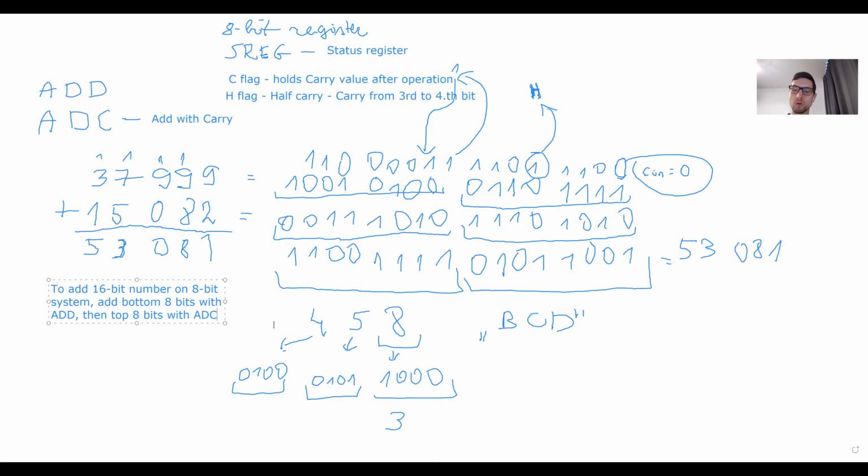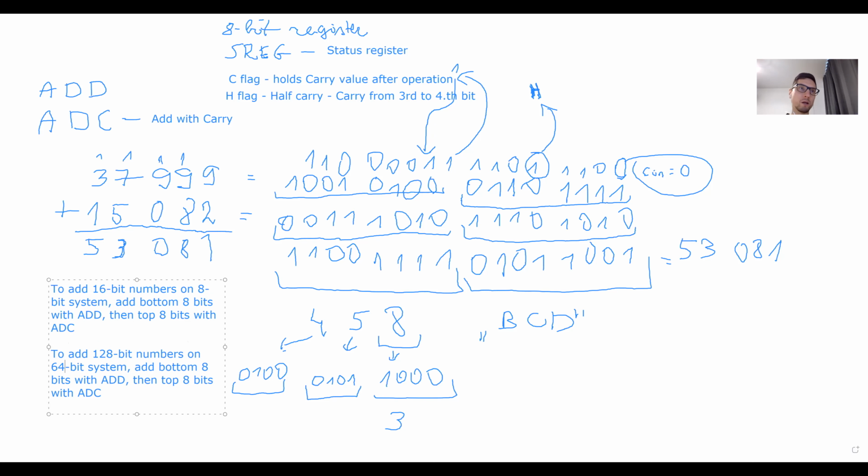And of course, this applies to 32-bit systems and 64-bit systems. Even on 64-bit processors, if you want to add 128-bit numbers, you know, for some scientific things, it's the same. So to add 128-bit numbers on, for example, 64-bit Intel or ARM or Apple M1 chips, it's the same. You will add bottom 64 bits with add, and then top 64 bits with ADC.